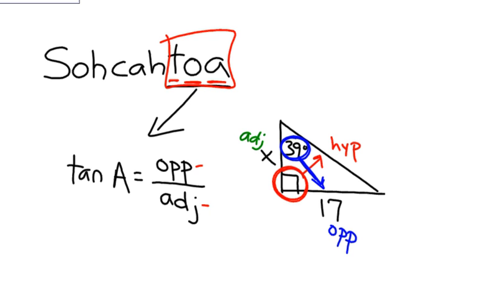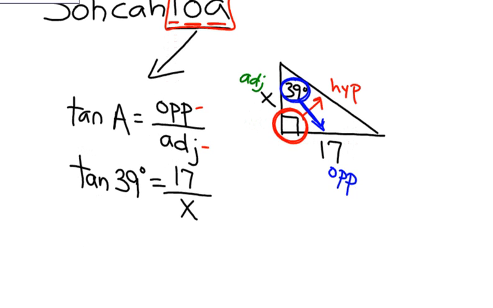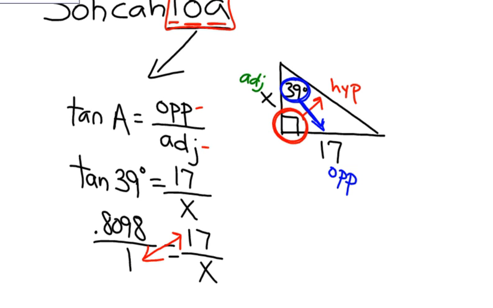Now I carefully fill the formula in. Tangent of 39, opposite is 17, the adjacent is x. I type tangent 39 into my calculator, and I cross multiply and divide. This one's different than the other two. I cross multiply that way because that's where the numbers are. So 1 times 17, and then divide by 0.8098.